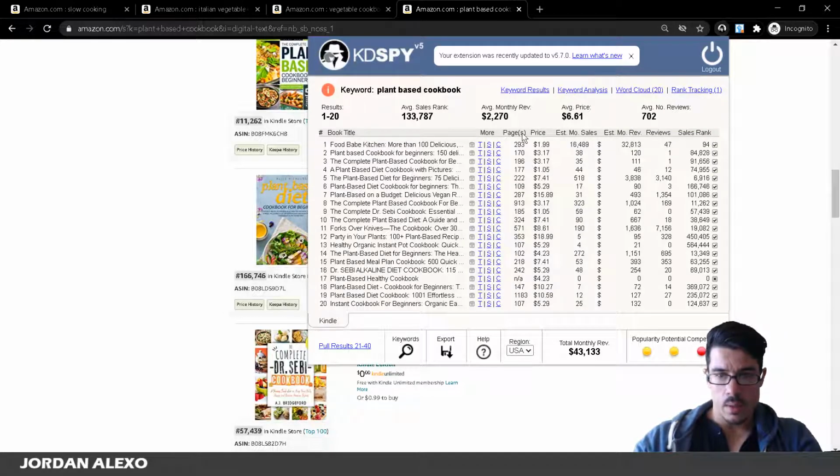Okay, and you can see that we have a couple of books over here, like 170 pages, 177 pages, a few shorter books over here. So that means that shorter books are also performing well.